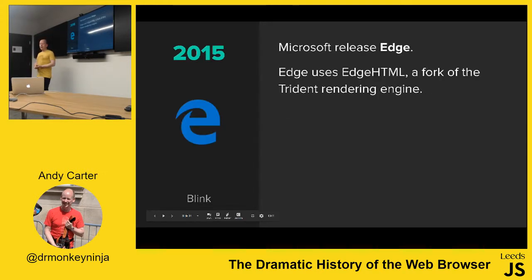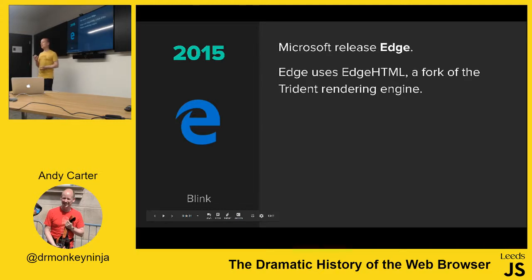By 2013, Microsoft have realized that Internet Explorer is just going nowhere. They need to kind of change their image a bit. And so they release Edge. Now, Edge is an opportunity for them to try and really modernize their browser. So they changed the rendering engine from Trident to EdgeHTML.